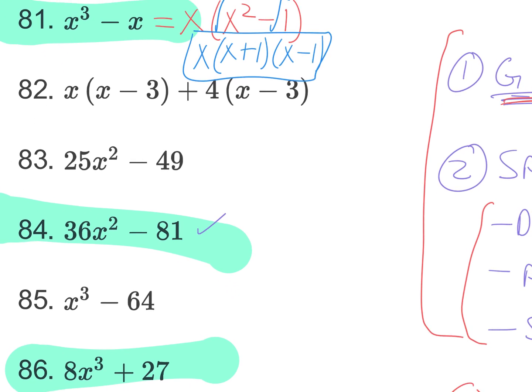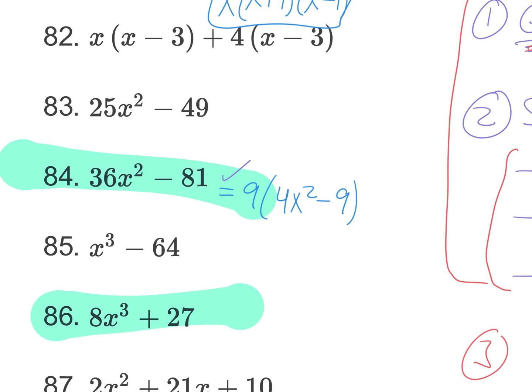All right, 84. Again, what's the first thing we check? A GCF. Is there one here between 36 and 81? 9. Good. I can take out a 9, and then I'm left with a 4x squared minus 9. Now, is that anything special? Another difference of squares. Square root the first, square root the second. One gets a plus, one gets a minus. And then don't forget about the 9 on the outside. Bless you.